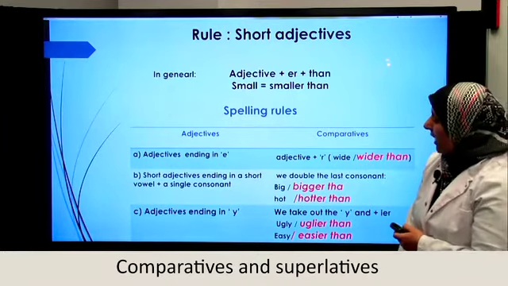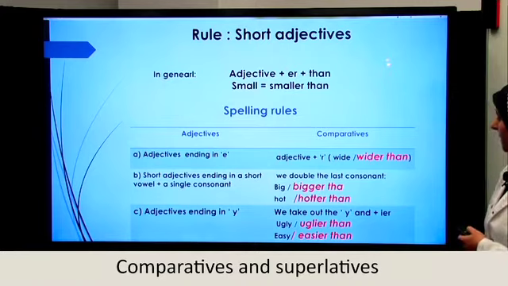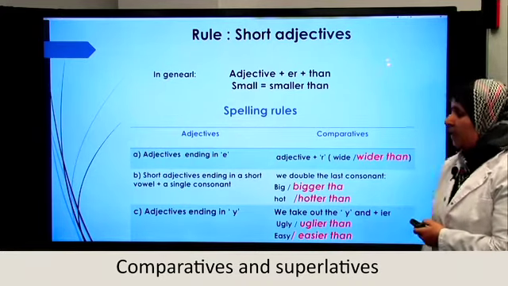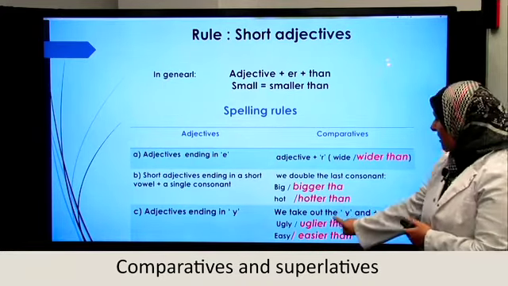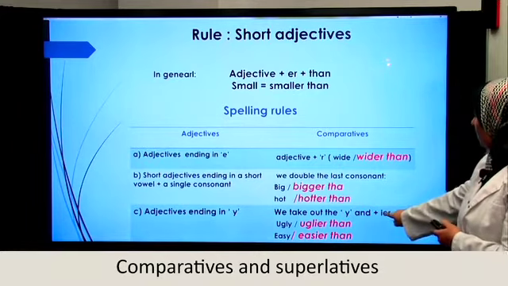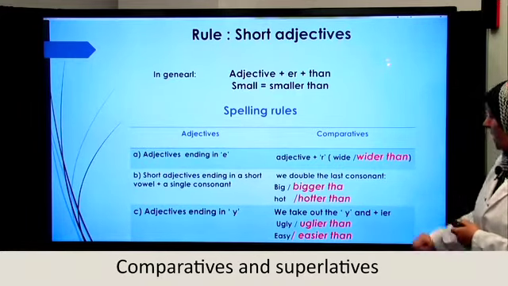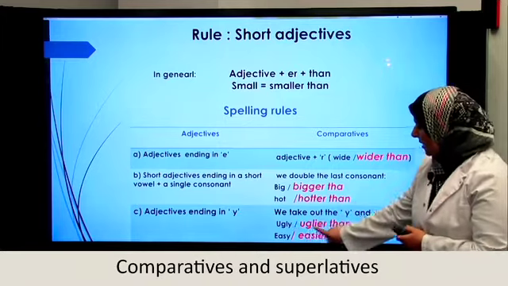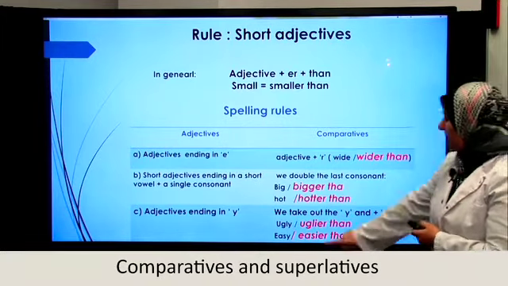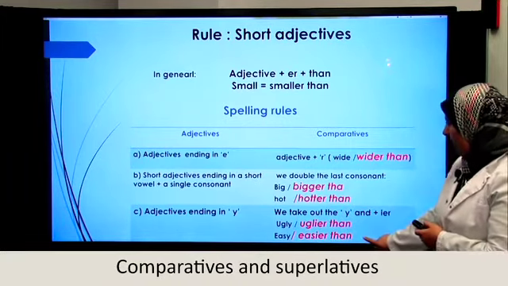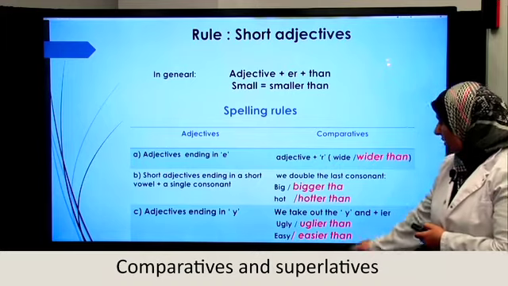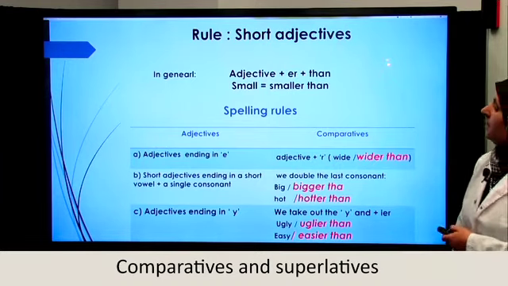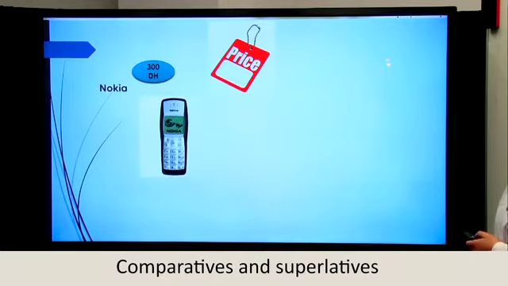We move to C, adjectives ending in Y. Example, like ugly, easy. We take out the Y and we change it to an I plus ER. So example, ugly, uglier than, easy, easier than. So look, the Y here is changed to an I plus ER. We move to another example.